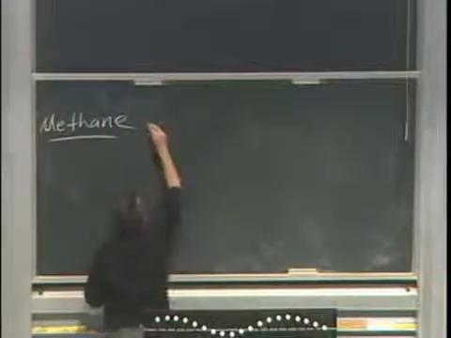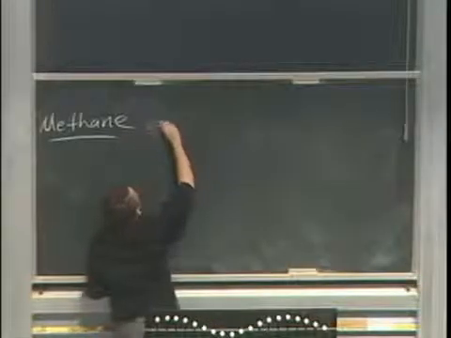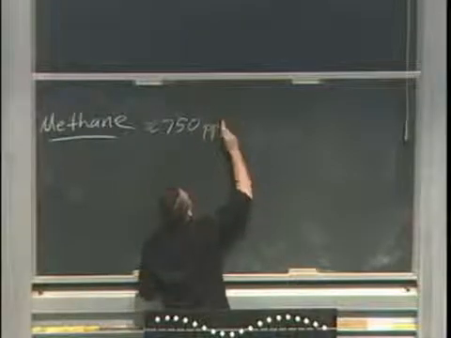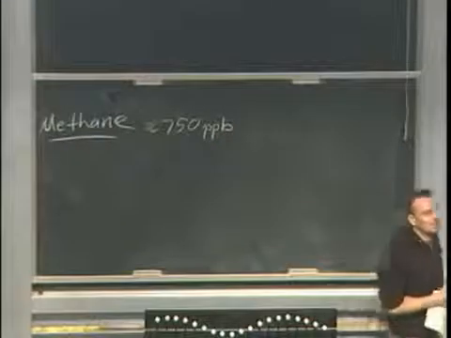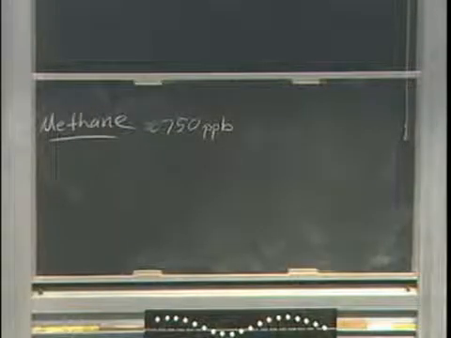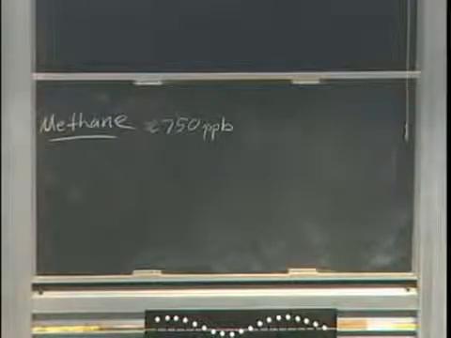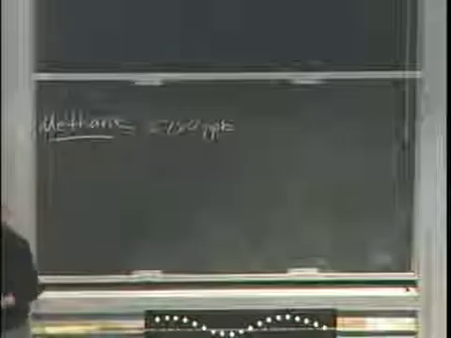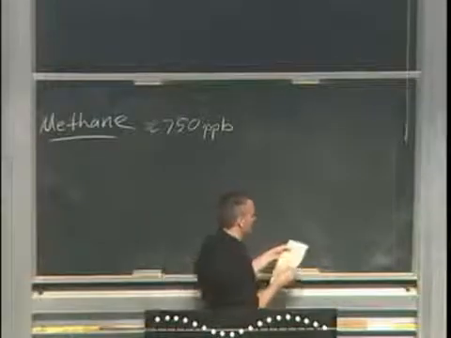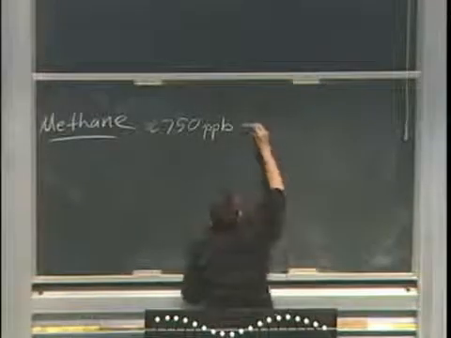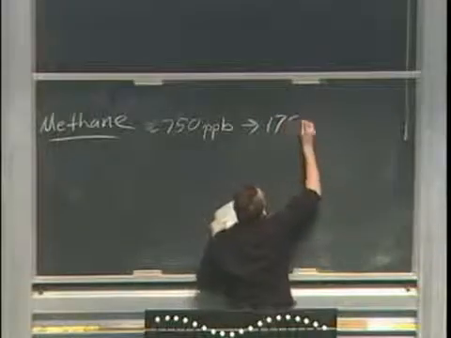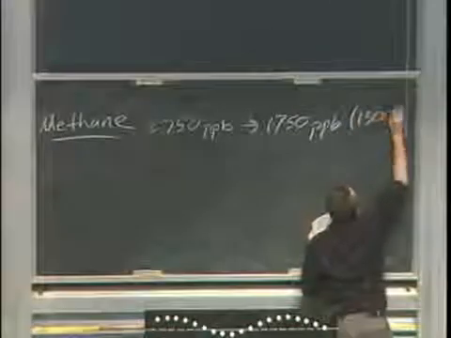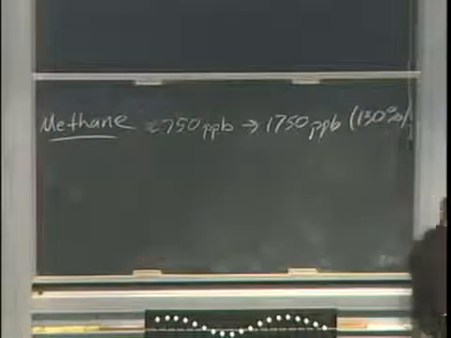Methane has also increased over the last century from about 750 parts per billion, so ppb is parts per billion. So it's much lower concentration than carbon dioxide, but it actually absorbs infrared radiation really strongly, so even though it's a much lower concentration, it can have a potentially bigger effect. It's increased from 750 parts per billion to about 1,750 parts per billion. So that's a 130% increase in the last century.